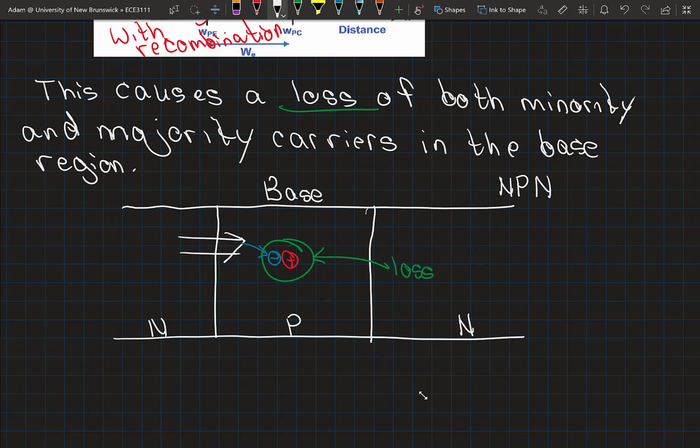Okay, in order to account for those lost carriers, they have to be replenished from the external circuit. So my base ends up contributing the lost hole, the lost majority carrier that existed in the base, and my emitter external circuit needs to contribute that lost electron. So in both of these cases, these are coming from the external circuit.